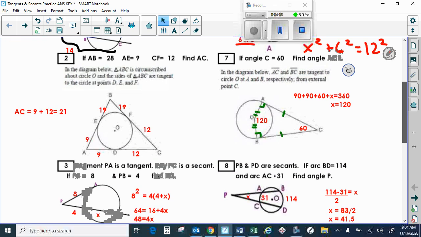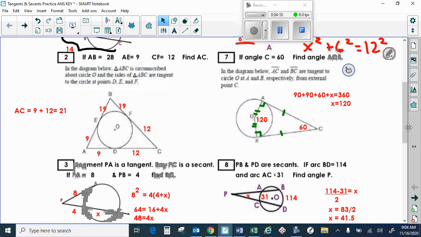All right, number 2 now. All these are tangents from these points outside. They're tangents to the circle. When you have tangents to a circle from the same point on the outside, then those tangents are equal. So it says AB is 28. AE is 9.